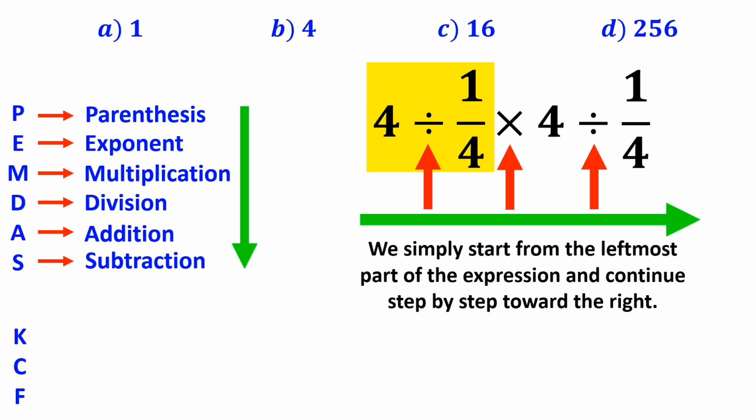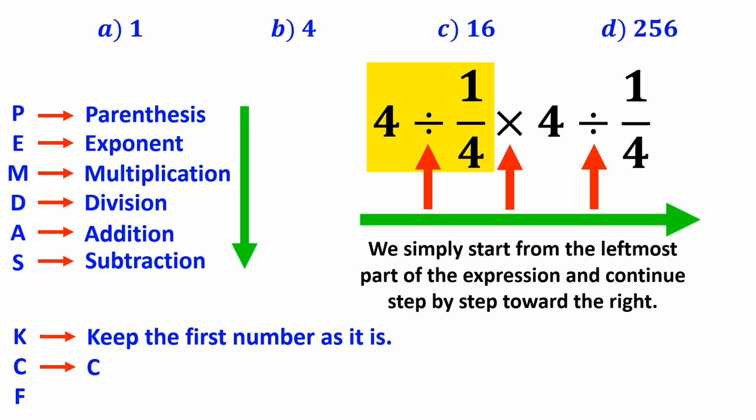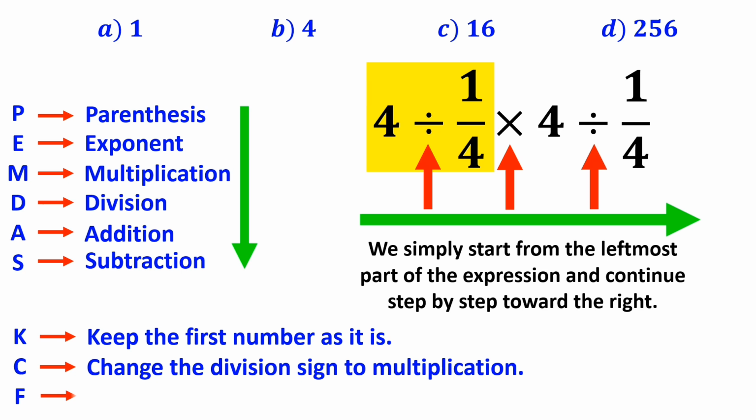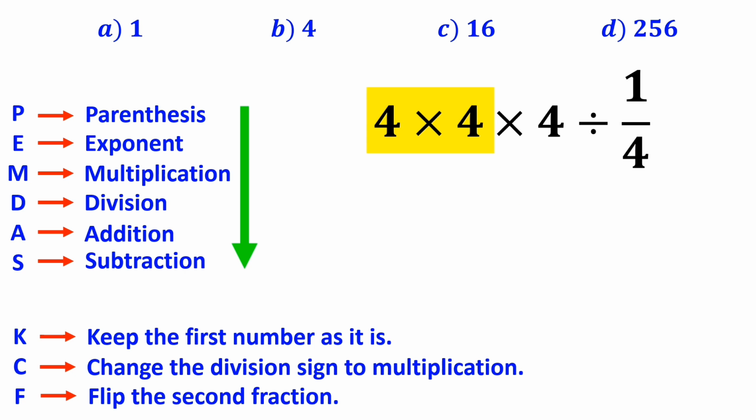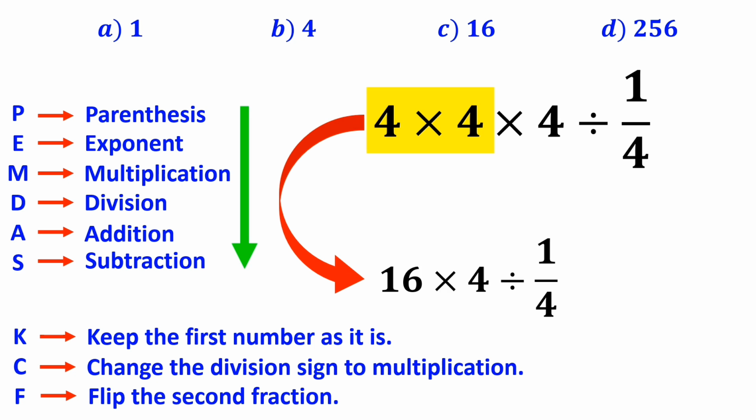In this rule, K stands for keep the first number as it is. C stands for change the division sign into multiplication, and F stands for flip the second fraction. So, we remove the highlighted part and rewrite it as 4 times 4. Okay, the whole expression turns into 16 times 4 divided by 1 over 4.